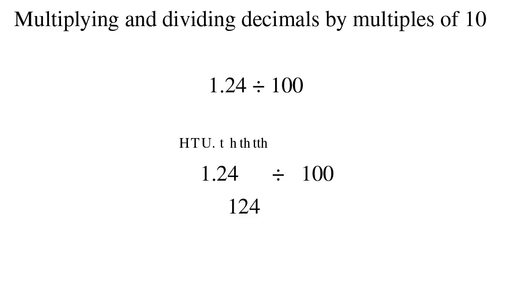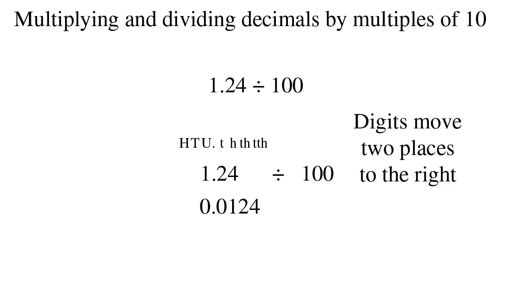We see there are no tenths and there are no units. We have to put in those leading zeros or our answer won't make sense. So 1.24 divided by 100 is 0.0124. Notice the pattern. Each of the digits in the original question have moved 2 places to the right, or we can say that we have moved the decimal point 2 places to the left.